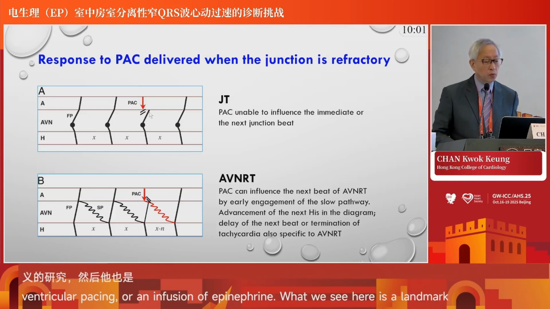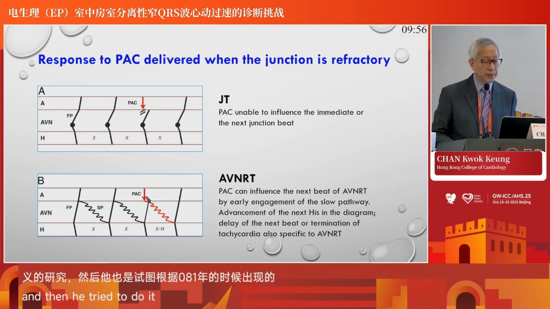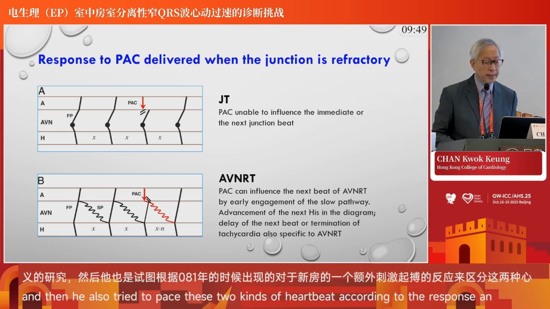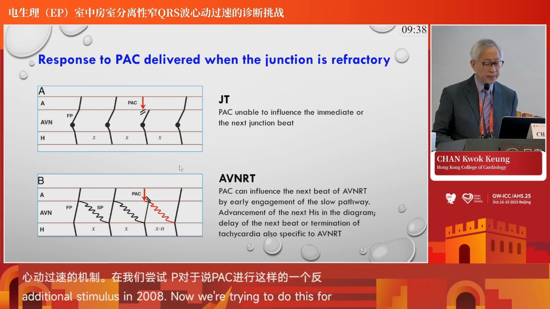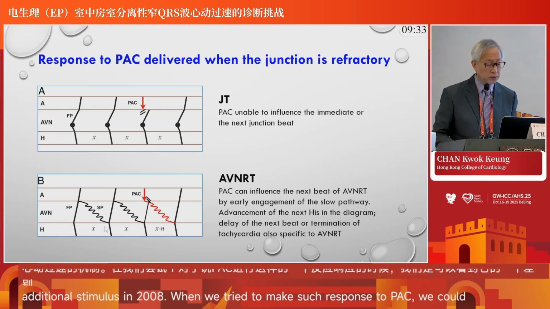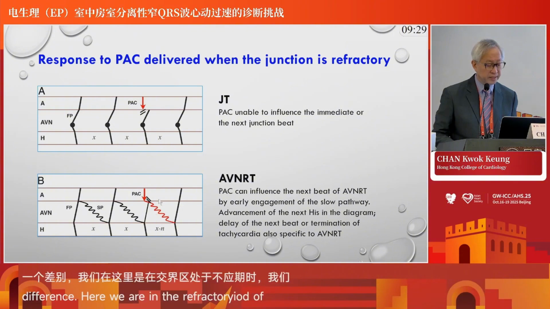Now, when we try to have the response to PAC, we can deliver the PAC when the junction is refractory. For junctional tachycardia, the PAC would be unable to influence the immediate or the next junctional beat because it cannot penetrate during the AV node refractory. But for AVNRT, the PAC can influence the next beat of AVNRT by early engagement of the slow pathway and advance the next His in this diagram.